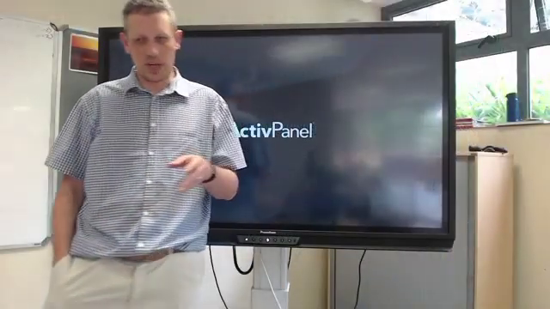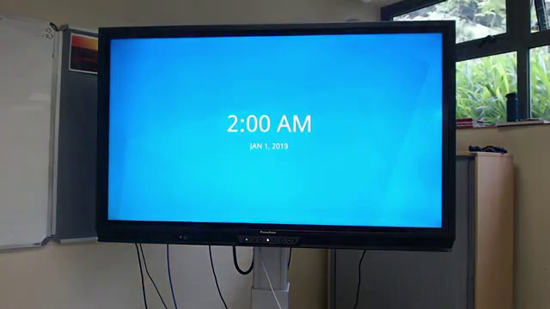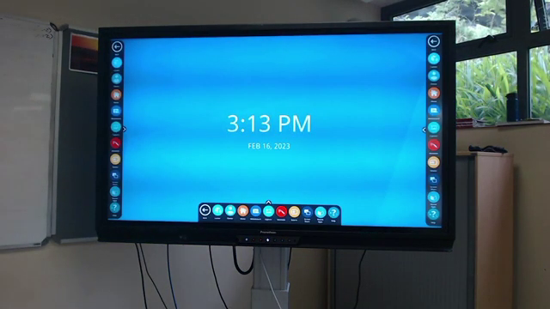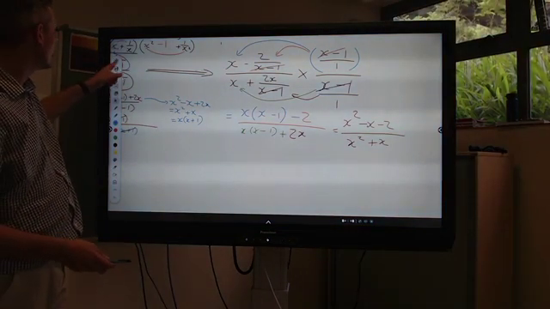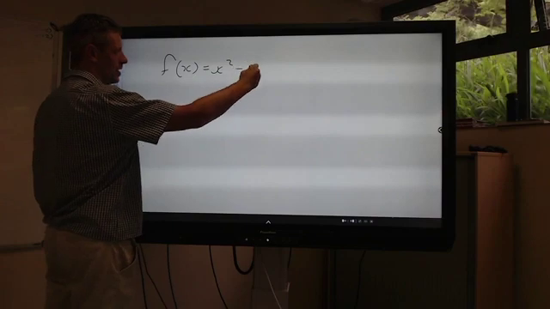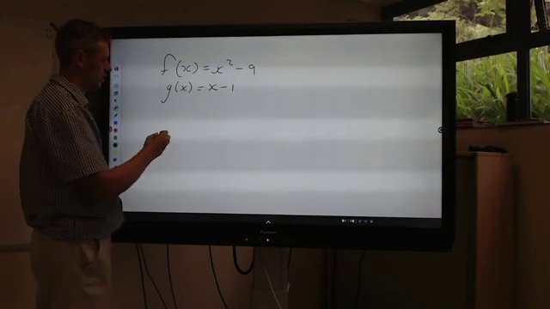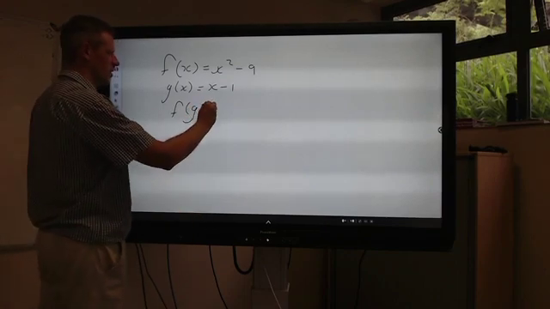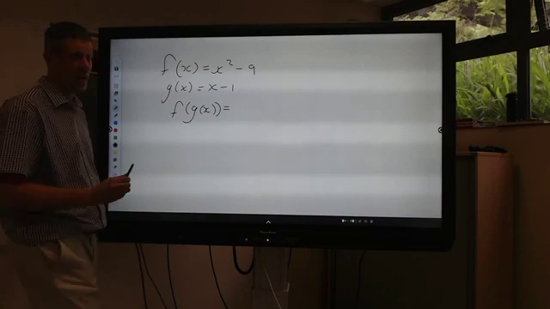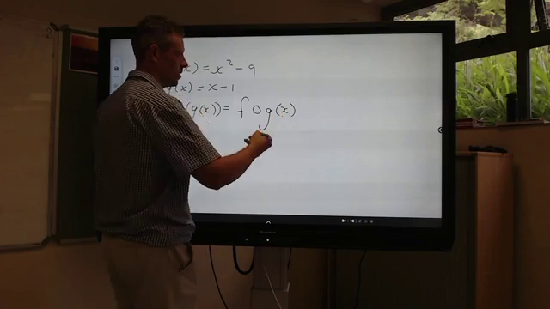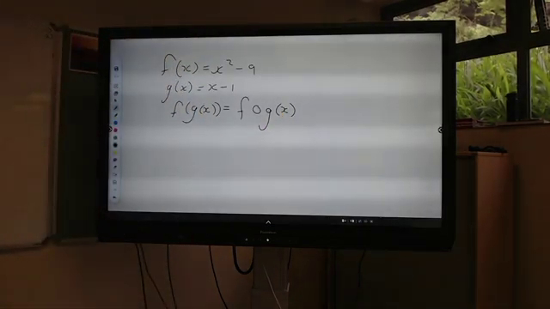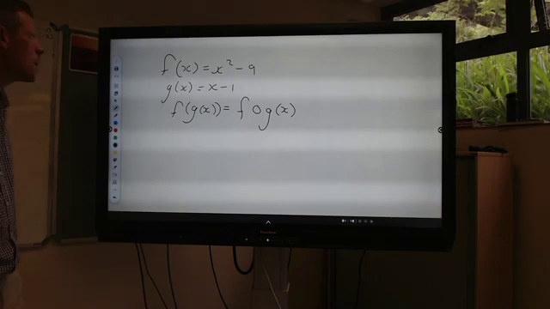Okay, so I spoke earlier about different notation. So what we are doing now, Fenway, is introducing our first really new notation. If I've got f of x being x squared minus 9, and I've got g of x being x minus 1, I don't have to put it in brackets, f of g of x. I can also write it like that: f circle g of x. That means exactly the same thing.